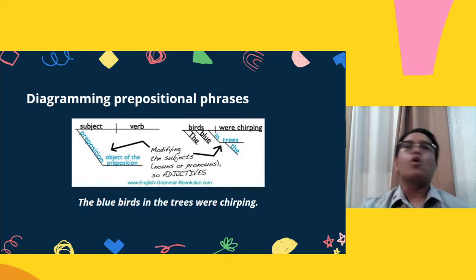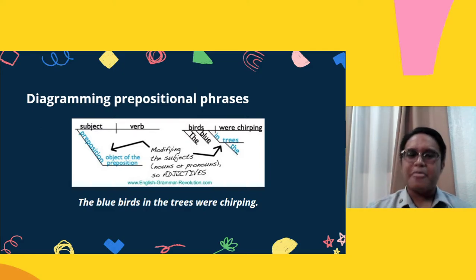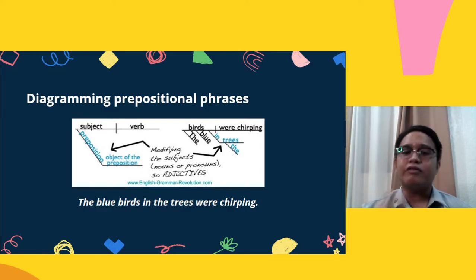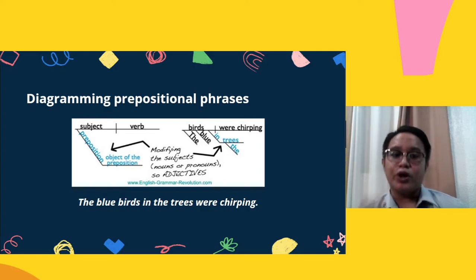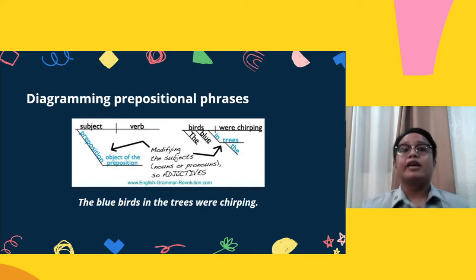Next, step number 2. Cross out all adjectives and adverbs in the sentence. What are the adjectives and adverbs in the sentence? The ug ang blue. Very good. Step number 3, underline once all nouns. Here the nouns are birds and trees, so we underline them once. And step number 4, underline twice all the verbs. The verb here is were chirping, so underline twice.